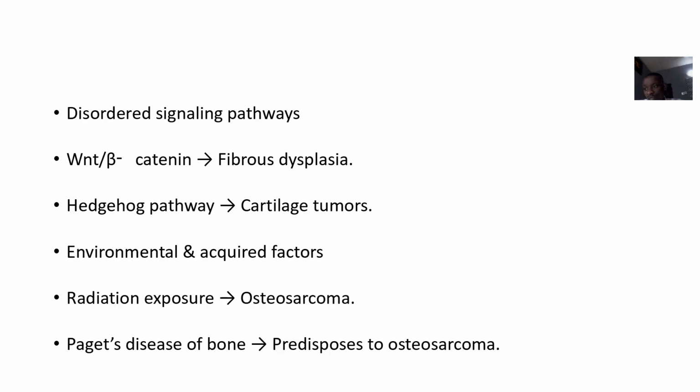Sometimes we're trying to talk about possible things that could actually bring about bone tumors. So it could be disordered signaling pathways, okay, like the catenin pathway disorders, the hedgehog pathway disorders. Then it could also be environmental or acquired factors, like you're having bone tumors because you were exposed to some radiations or due to some calcium deficiency, all those Paget's disease stuff.